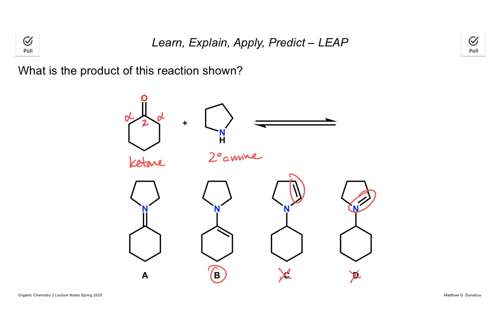A is an intermediate in the formation of B. So that would be the iminium ion. So this is when the base comes along, abstracts the hydrogen from that alpha carbon.